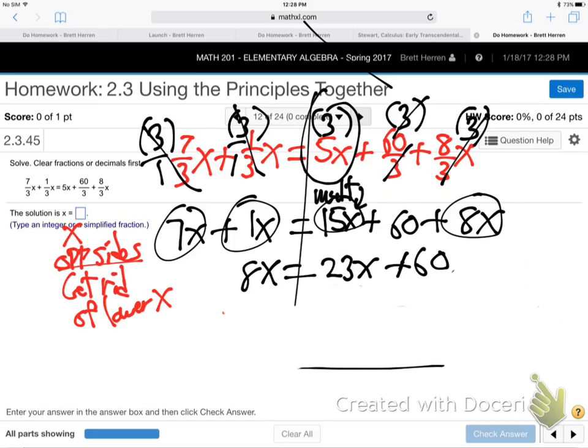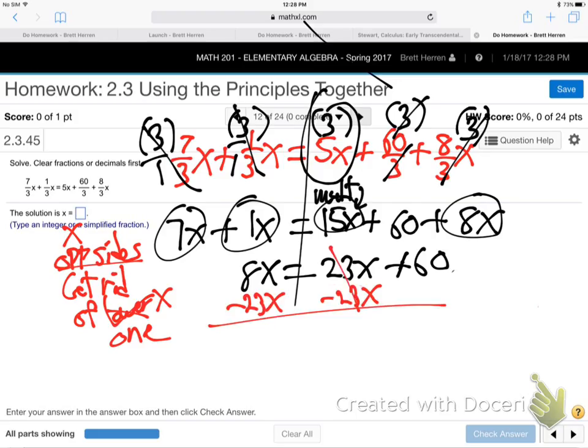So instead of saying get rid of lower x, I'll just say get rid of one of the x's. It really doesn't matter which one. Just get rid of one of them. So I'll say, okay, whoops, that's not right. Subtract 23x. If you want to write this down, this will be a little easier. What's that going to be? 8 minus 23 is minus 15. And then just bring down the 60. Then that's a little quicker.